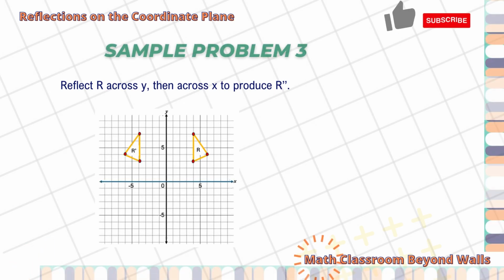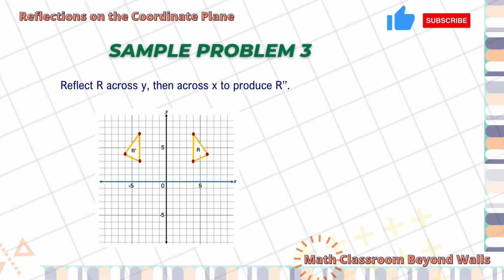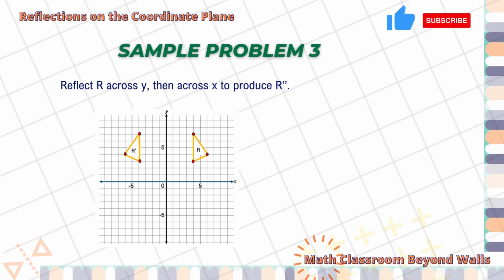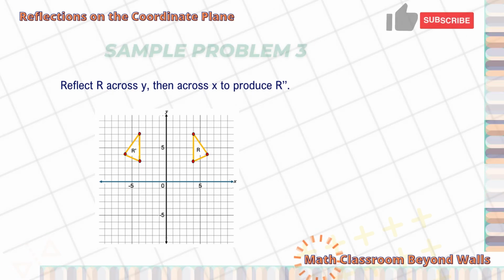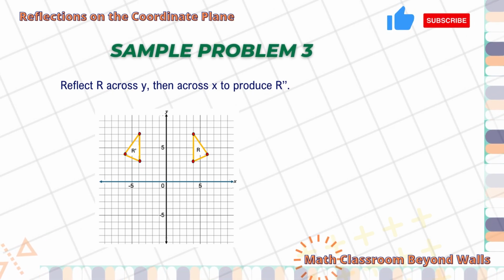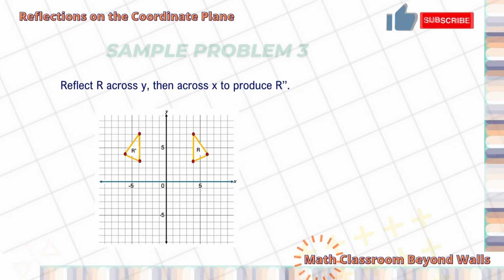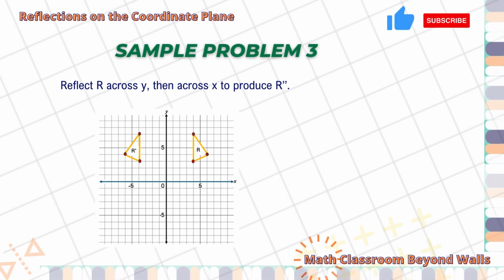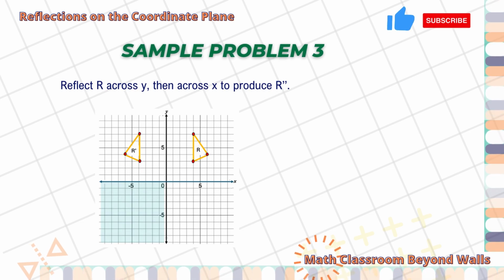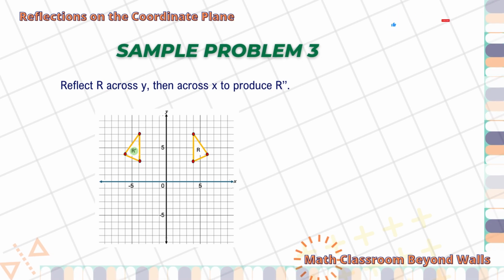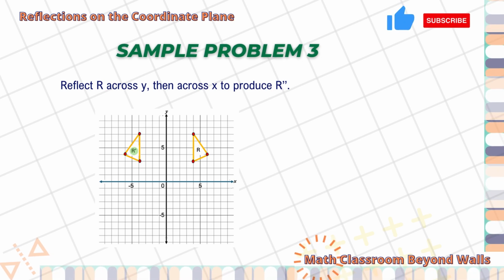Learners, we are not done yet. We now reflect R prime across the x-axis to form R double prime. Where do you think R double prime will be located after R prime is reflected? You are correct. It will be in the third quadrant. We will reflect each vertex on R prime across the x-axis, this time to form R double prime. Let's go.